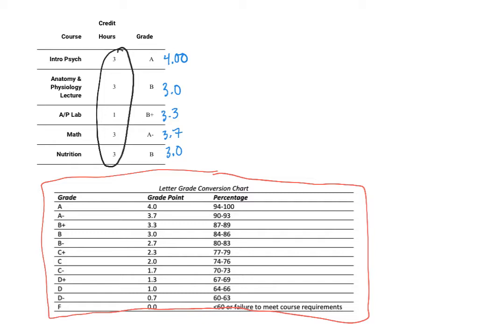Now, in this particular semester, this individual took a total number of credits. If we sum all those up, of 3 plus 3 plus 1 plus 3 plus 3, this person took a total number of credits of 13. So they had 13 credits. And again, there are multiple ways that we can think about this. 3 out of those 13 credits are going to be associated with a score or a value of 4.0. 3 out of those 13 are associated with a 3.0, and so forth.